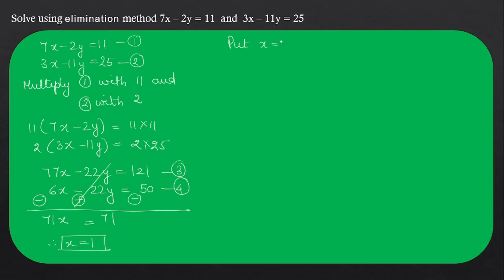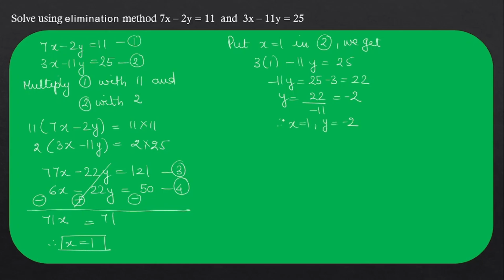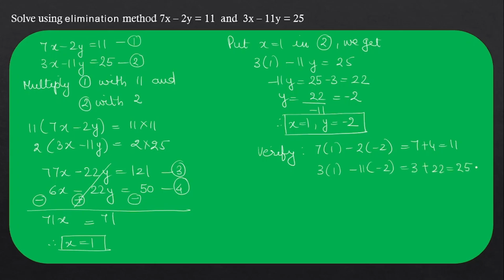Now put x is equal to 1 in any of the equation. Let us put it in equation number 2. What do we get? We get 3 times 1 minus 11y is 25. Minus 11y is 25 minus 3, which is 22. Y is equal to 22 over minus 11, which is negative 2. So the solution becomes x is 1 and y as minus 2. And if I verify 7 times 1 minus 2 times minus 2, 7 plus 4, which is 11, and 3 times 1 minus 11 times minus 2 is 3 plus 22, which is 25. Hence verified. This method is elimination method.